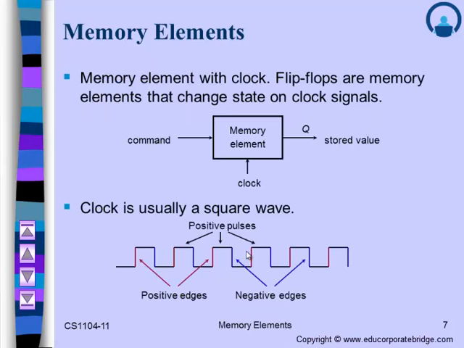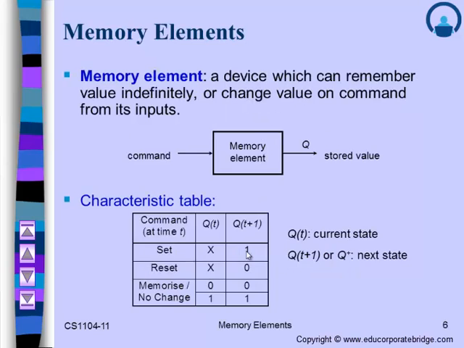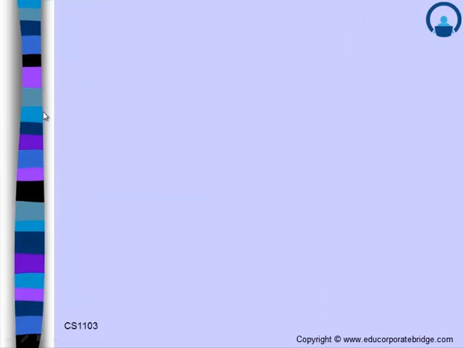Now, the memory elements with clocks. As discussed, memory elements are those elements which can store 1-bit memory, and flip-flops are memory elements that change state on the clock signals. That is, when memory elements are given clock signals, they can store or change the value depending on the pulses of the clock, depending on whether the clock pulses are high or low. Similarly, flip-flops are of different kinds. One is edge triggered, one is level triggered. So let's check out how the positive edge or the negative edge can be considered.